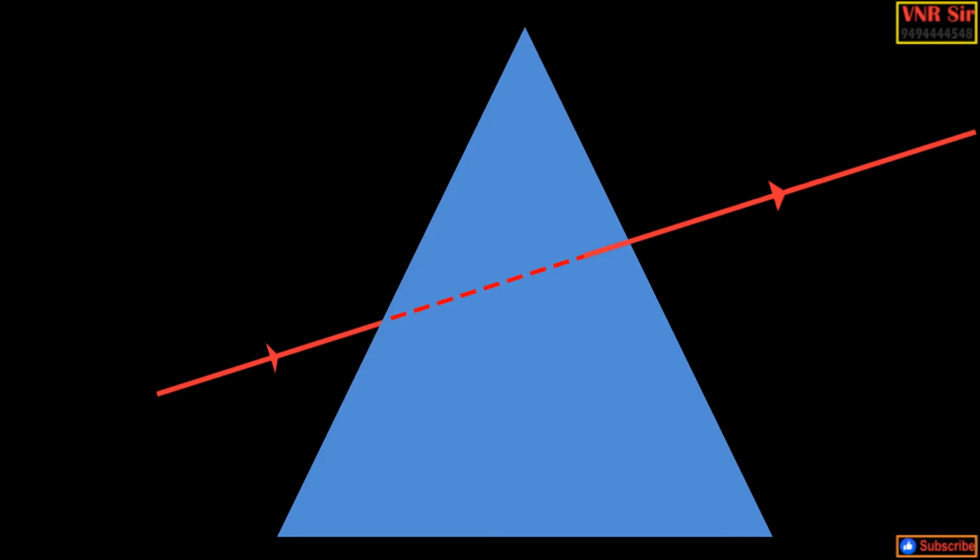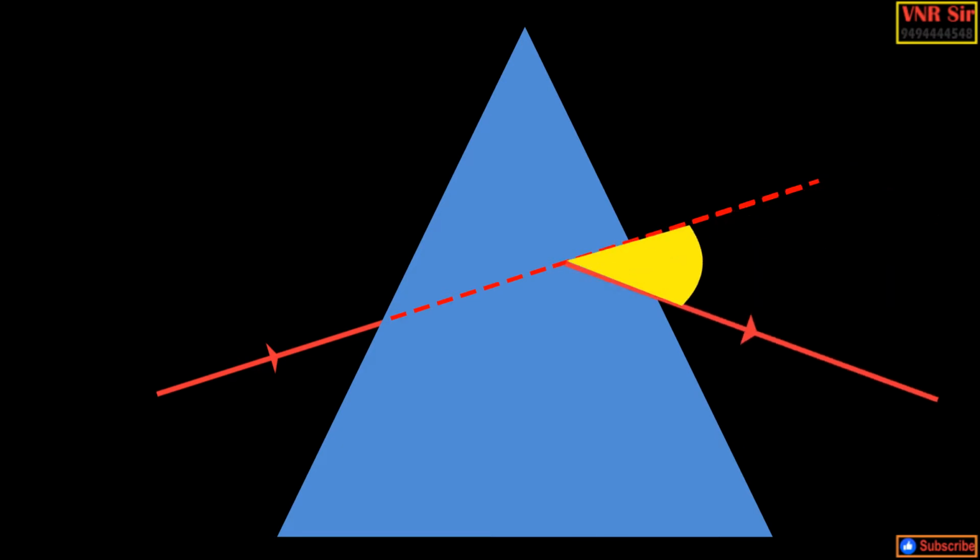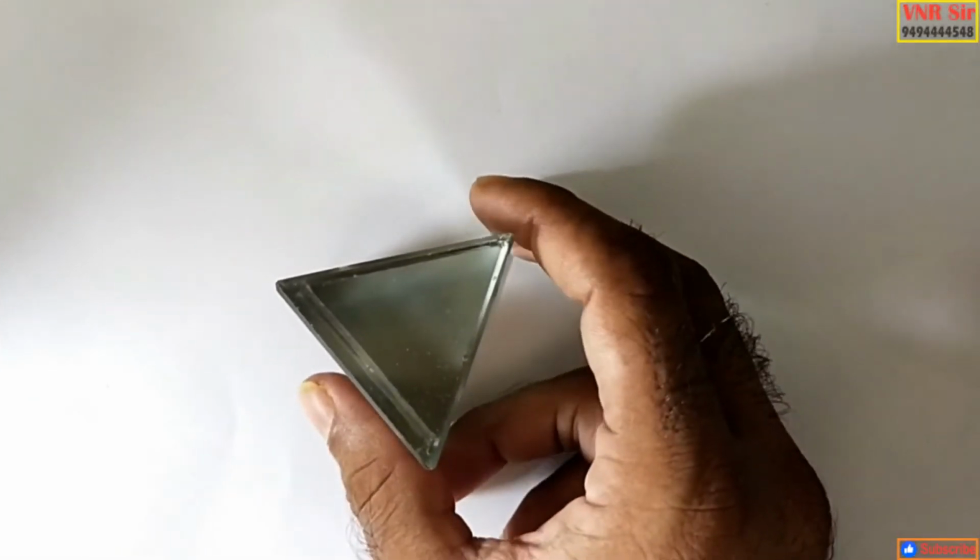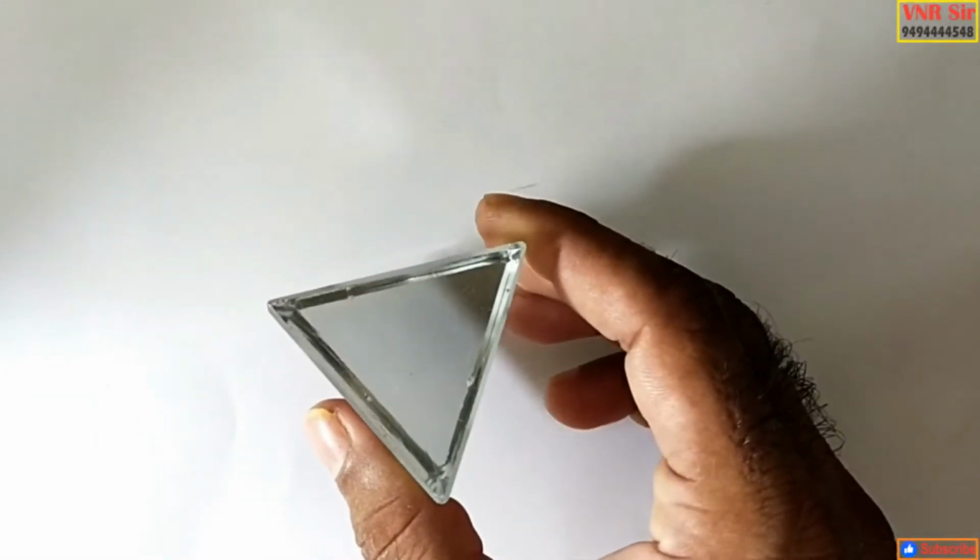The angle through which the incident ray deviates from its path is known as angle of deviation. Let us find out the angle of deviation through an experiment. Calculate the angle of deviation produced by a prism.